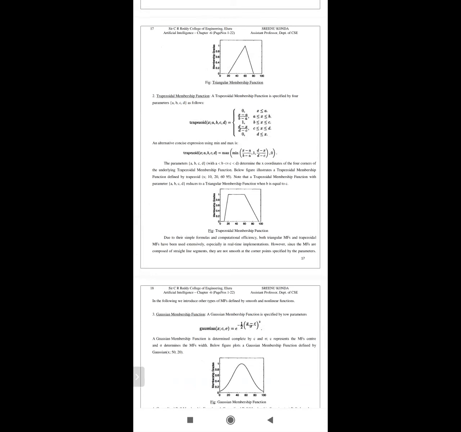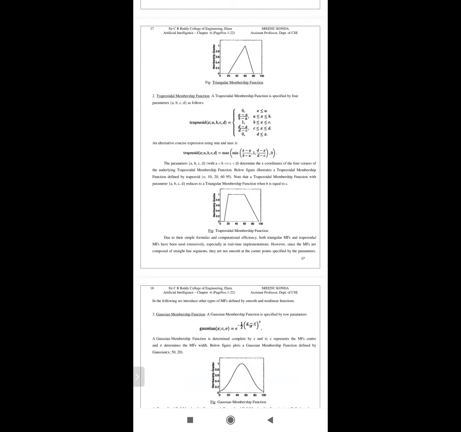As for the above two, the triangular membership function and the trapezoidal membership function, they have simple formulas and computational efficiency is simple. So they are extensively and especially used in real-time implementations. Because of the simplicity of trapezoidal and triangular membership functions, they're extensively used in real-time applications. Okay?